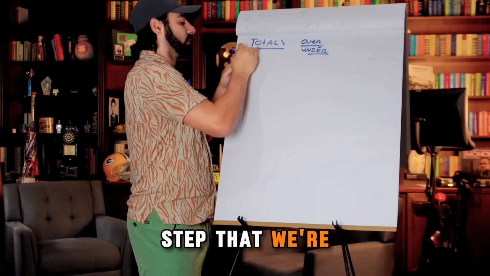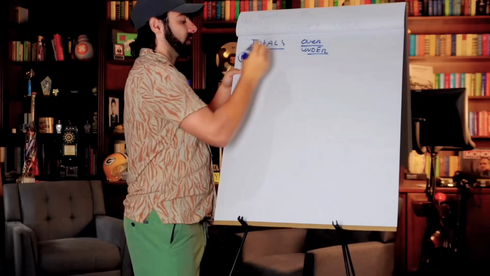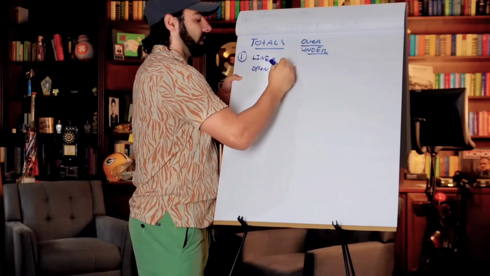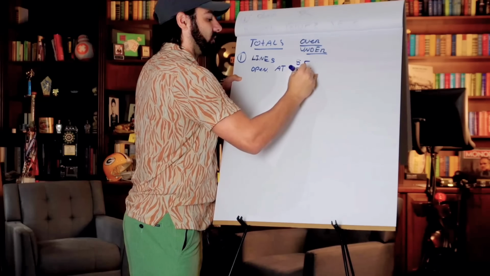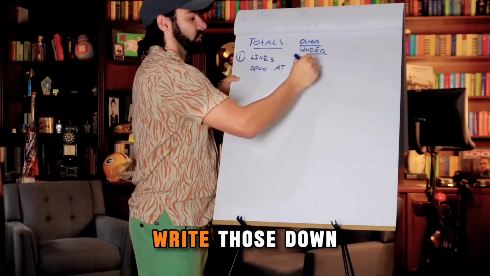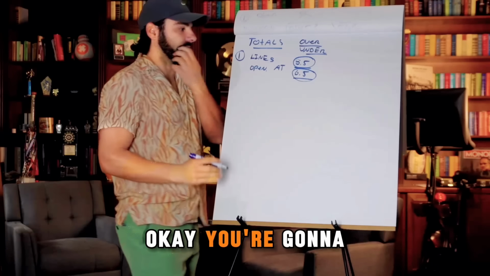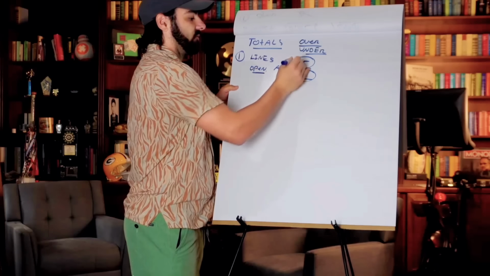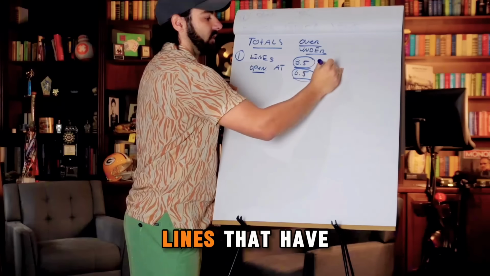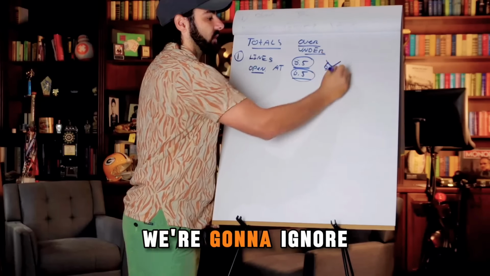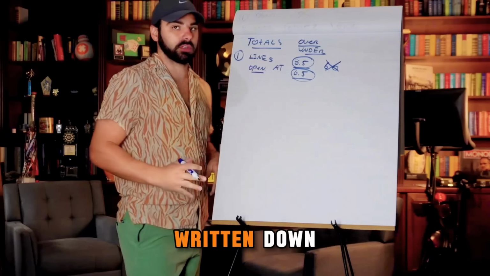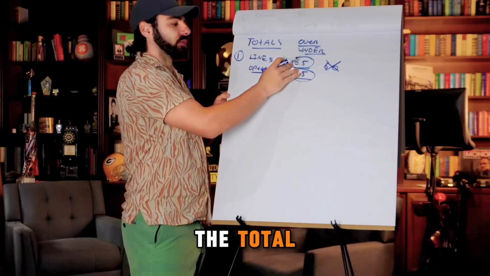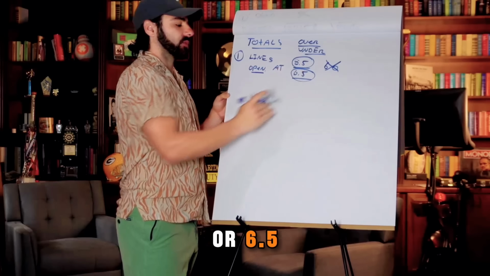The first step is to write down the lines, or the totals, that open at 5.5 and 6.5. Throughout the whole day, write down the lines that opened at 5.5 or 6.5. Lines that have opened at 6, we're going to ignore. Once you have those games written down, you should have a handful of games that have the opening total at either 5.5 or 6.5.